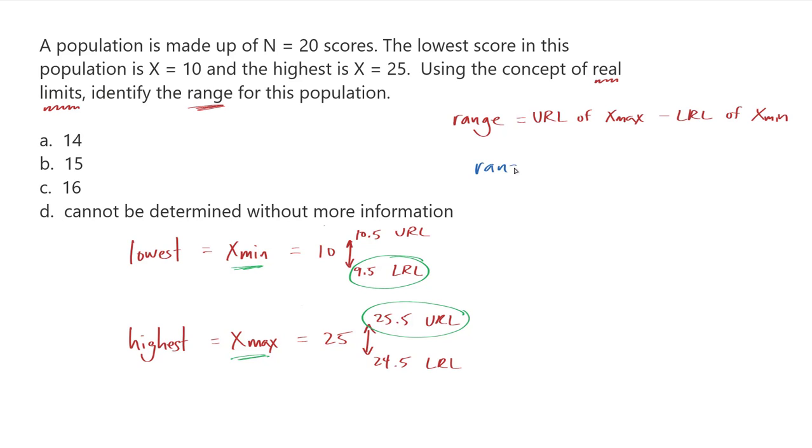the range. The range is equal to the upper real limit of the maximum. So that is my upper real limit right here. That's 25.5. And then I'm going to subtract the lower real limit of the minimum. That is 9.5. And when you calculate that out, it comes out to be not 15, like I said before, but now it's 16. So the answer here is C.